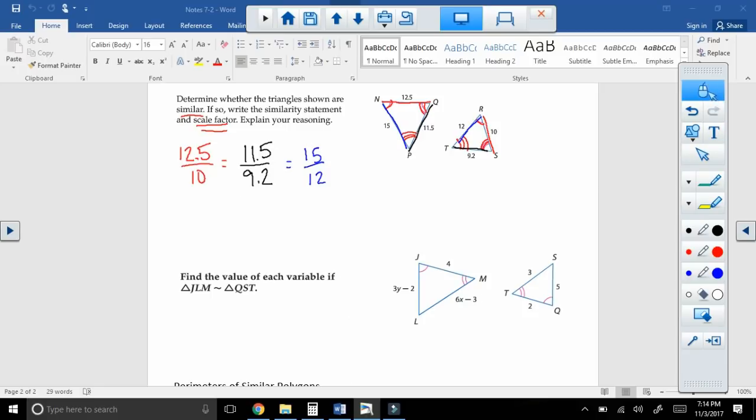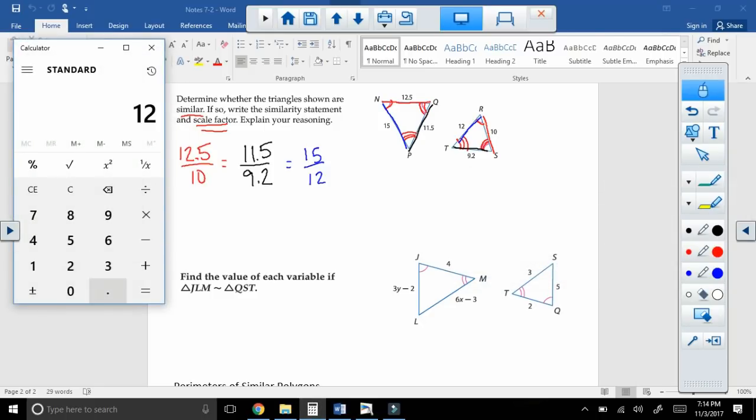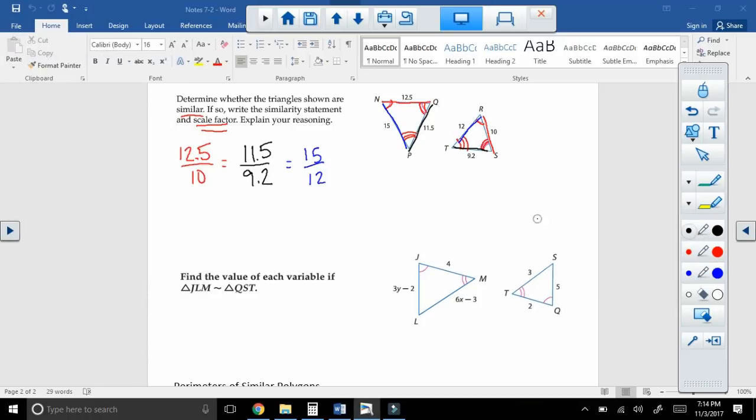I can't really cross multiply for this one like I did the last one. So what I would do is use that calculator trick where I just divide each of these and see what I get. So I have 12.5 divided by 10, that's 1.25. If I do 11.5 divided by 9.2, that's 1.25. And then lastly, if I do 15 divided by 12, that is also 1.25. So since all of those have a ratio of 1.25, I can say that yes, they are similar.